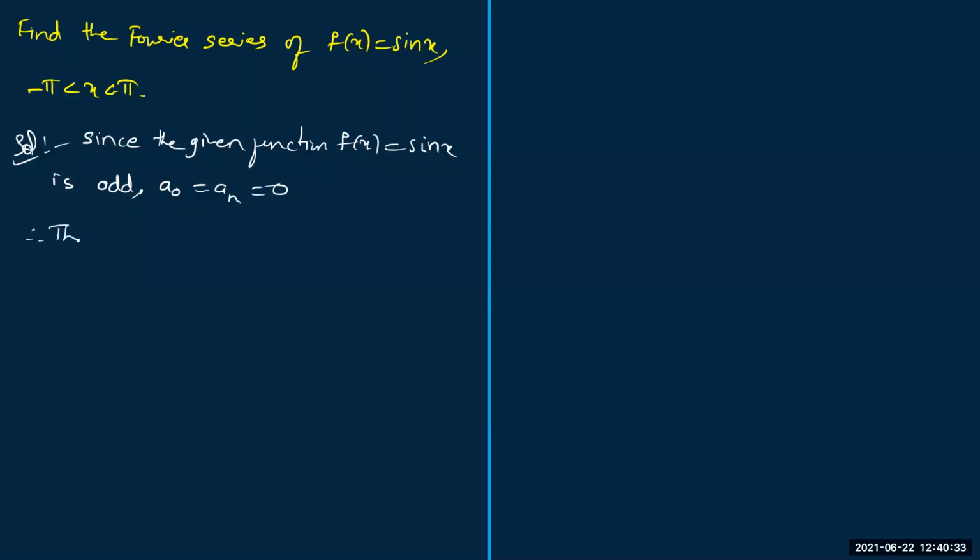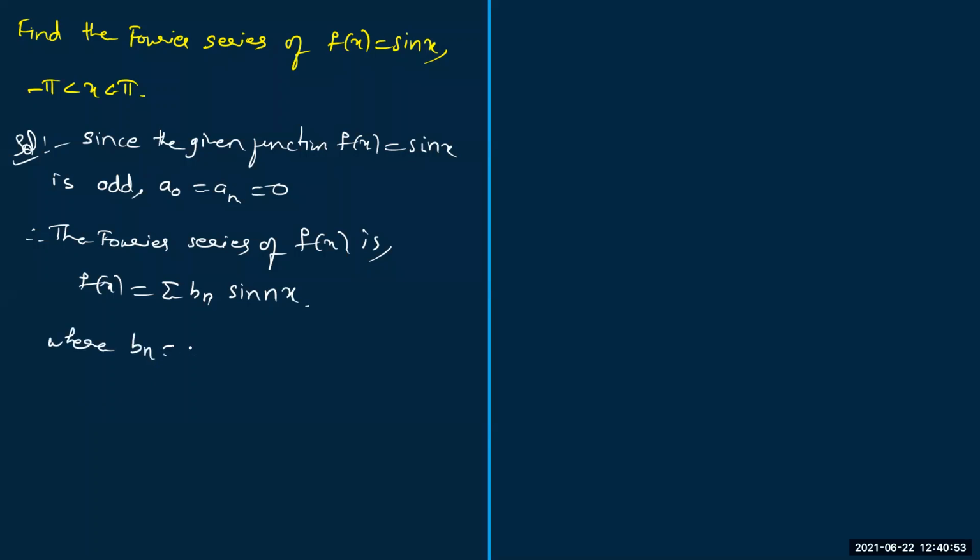Therefore, the Fourier series, as we wrote already, I'm just writing it again for convenience. The Fourier series of f of x is f of x equals summation bn into sin nx. Now here, what is bn? Bn is equal to, as we know, 2 by pi into integration from 0 to pi of f of x into sin nx dx. Substituting the function f of x, which is sin x, we have sin x into sin nx dx.